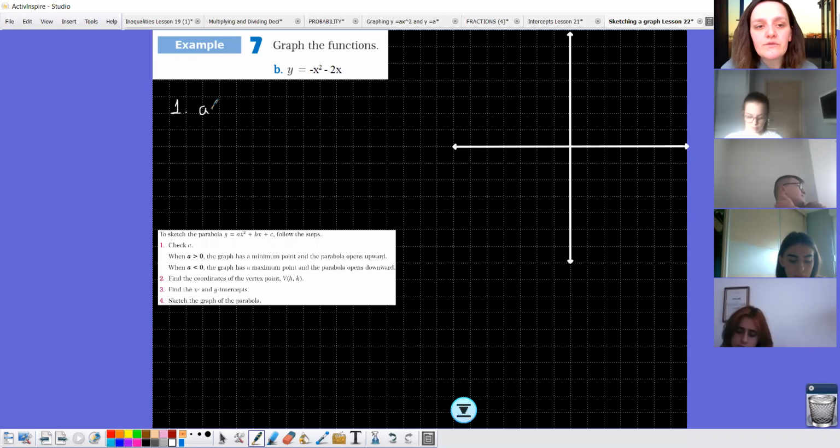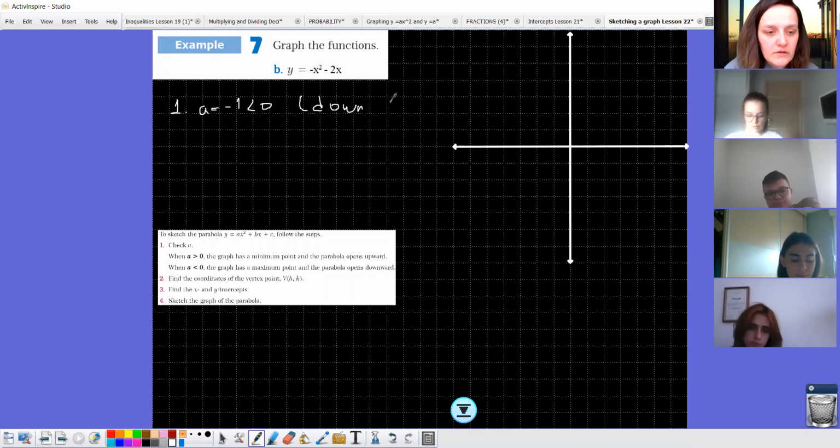A is equal to what? A is equal to minus 1. It is less than 0, so it will be downwards. I forgot how we are writing downwards. Downwards. Okay.